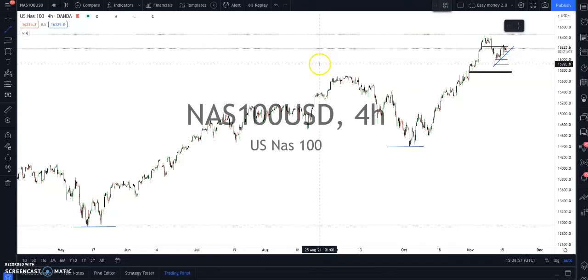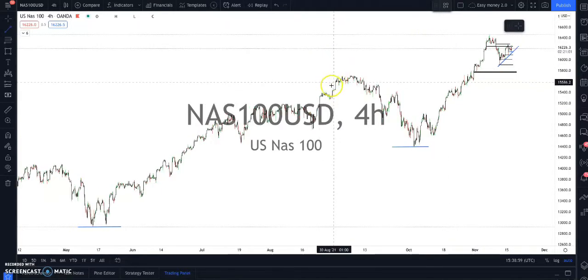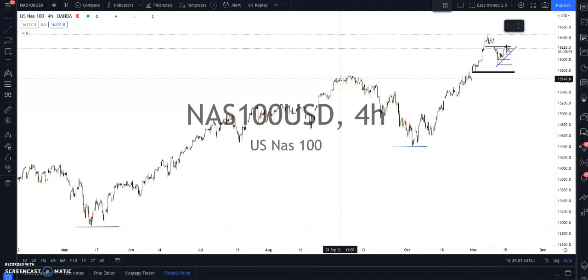So this is the higher time frame, and like I always like to preach, guys, you can't see what's going on in these candles because everything is packed into one candle.